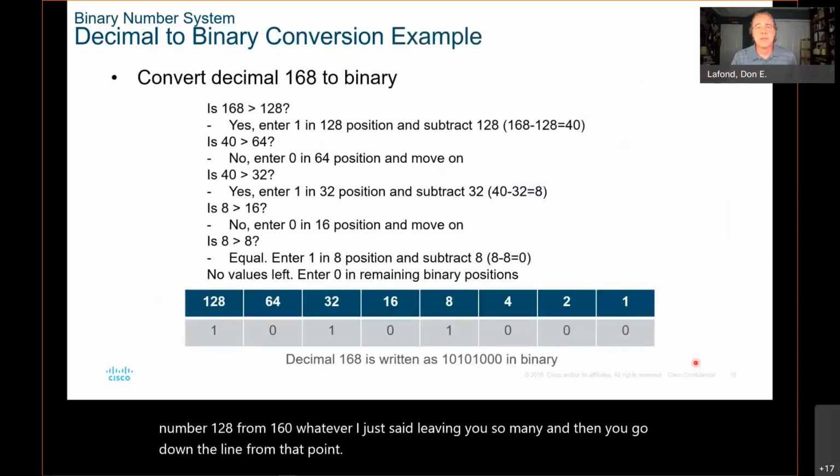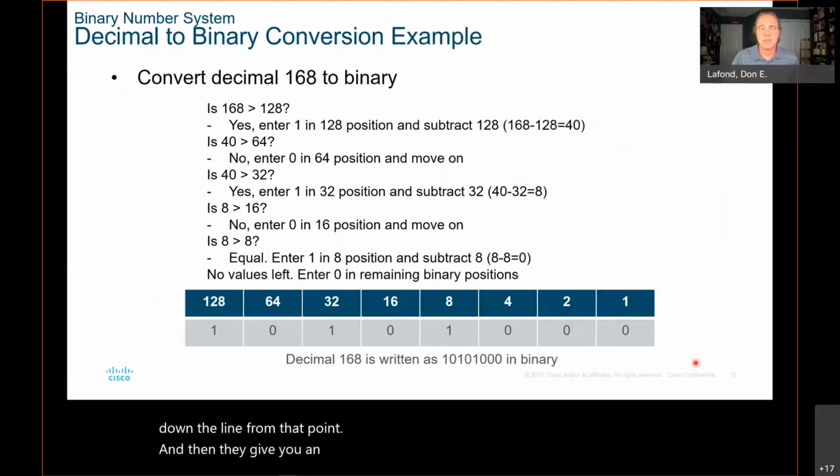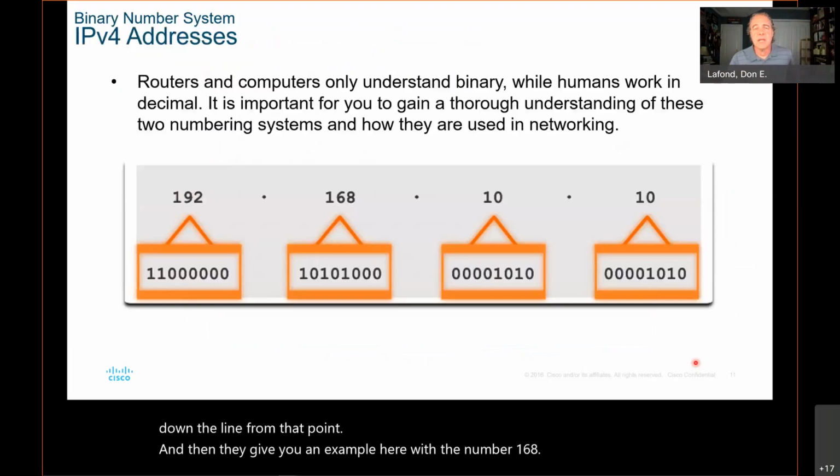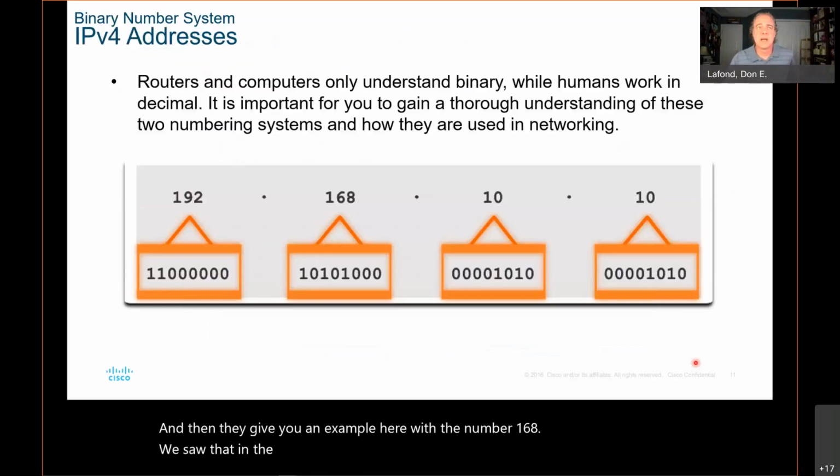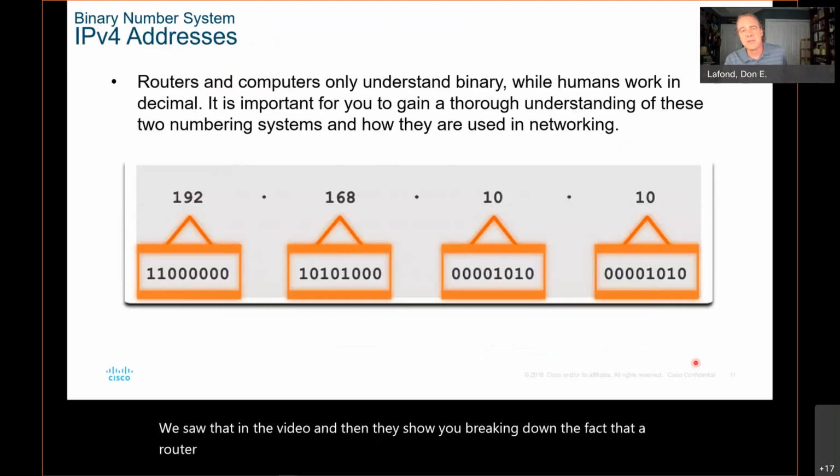And then they give you an example here with the number 168. We saw that in the video. And then they show you breaking down the fact that a router only sees ones and zeros, but we write and we see dotted decimal. And be thankful.